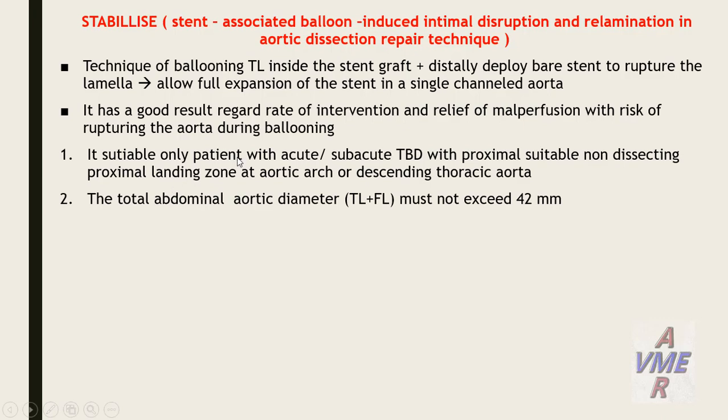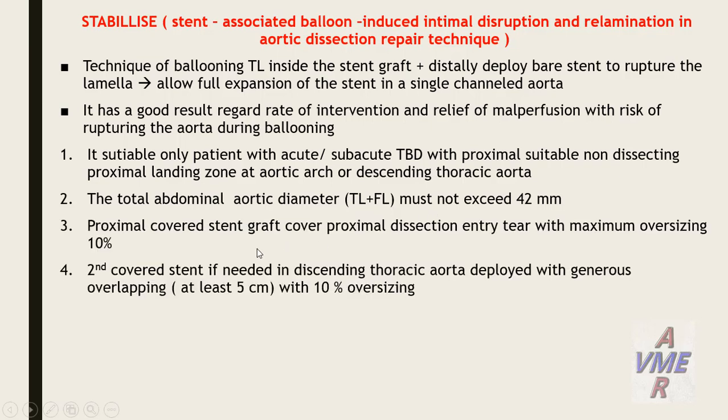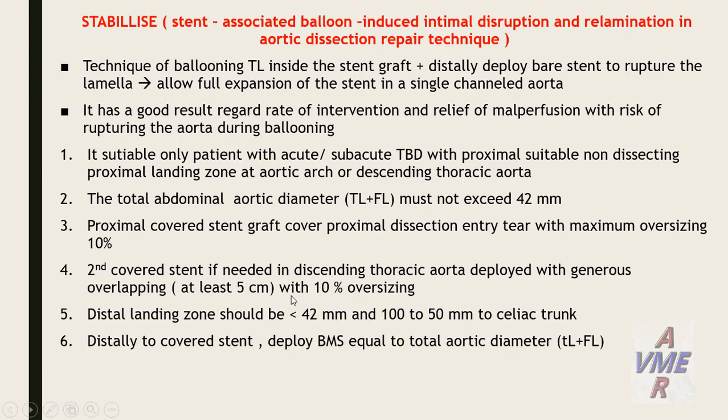It is suitable only for patients with acute and subacute type B aortic dissection with a suitable non-dissected proximal landing zone in the aortic arch or descending thoracic aorta. The total abdominal aortic diameter, true lumen and false lumen, must not exceed 42 mm. The proximal covered stent graft covers the proximal dissection entry tear with maximum oversizing of 10%. Second, a covered stent graft if needed. Distal thoracic aorta deployment needs a generous overlap with the previous one of at least 5 cm, with 10% oversizing.